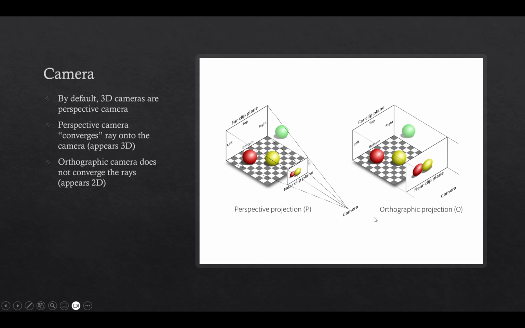Orthographic cameras, on the other hand, do not converge the rays, so they actually shoot parallel rays into the camera, and so everything appears 2D. Regardless of how far the object actually is from the camera, it's always going to appear in the same size. This has something to do with how optics work, but I'm not going to go into that.